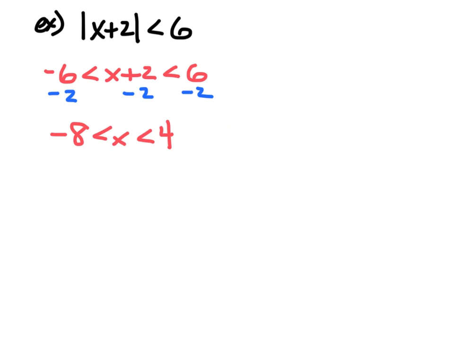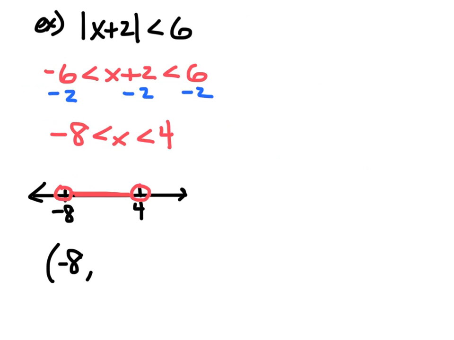Whenever we plot this on our number line, it would be between negative 8 and 4. Neither are included, so they each get an open circle. And all of the x values are trapped in between negative 8 and 4. So all of my shading is going to be right here. If I were to write this in interval notation, that would be from negative 8, not included, to 4.